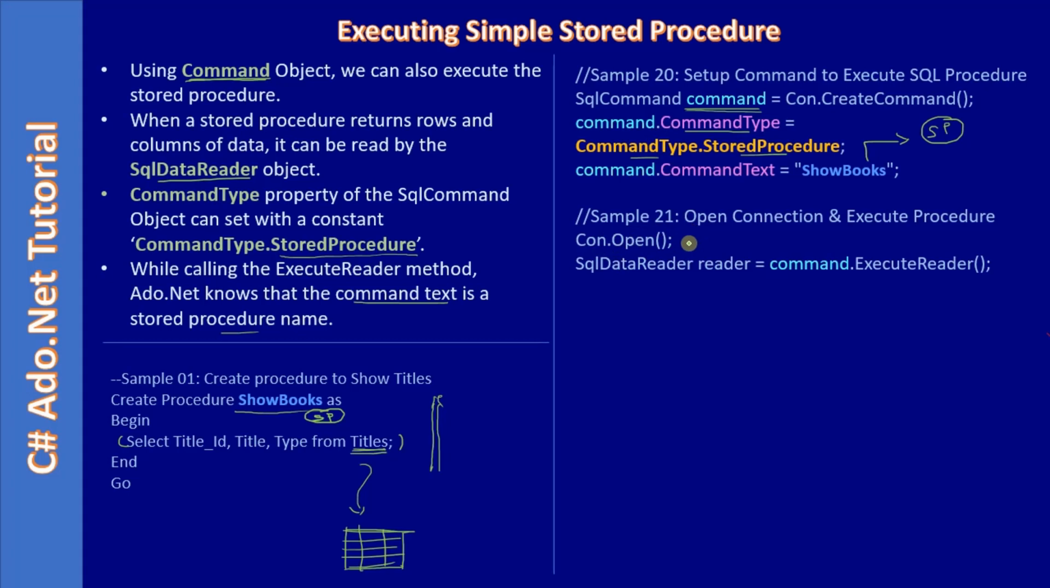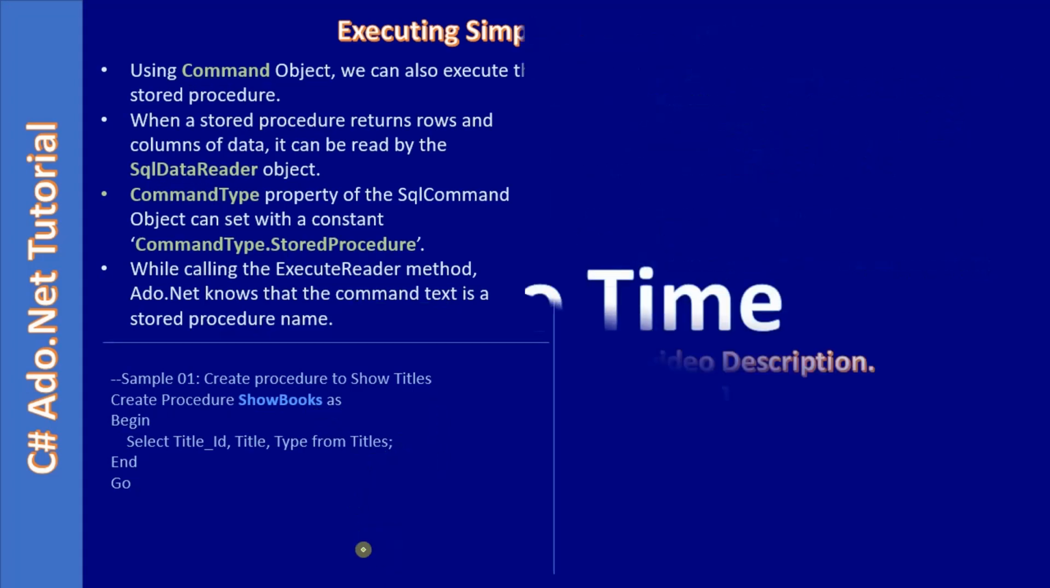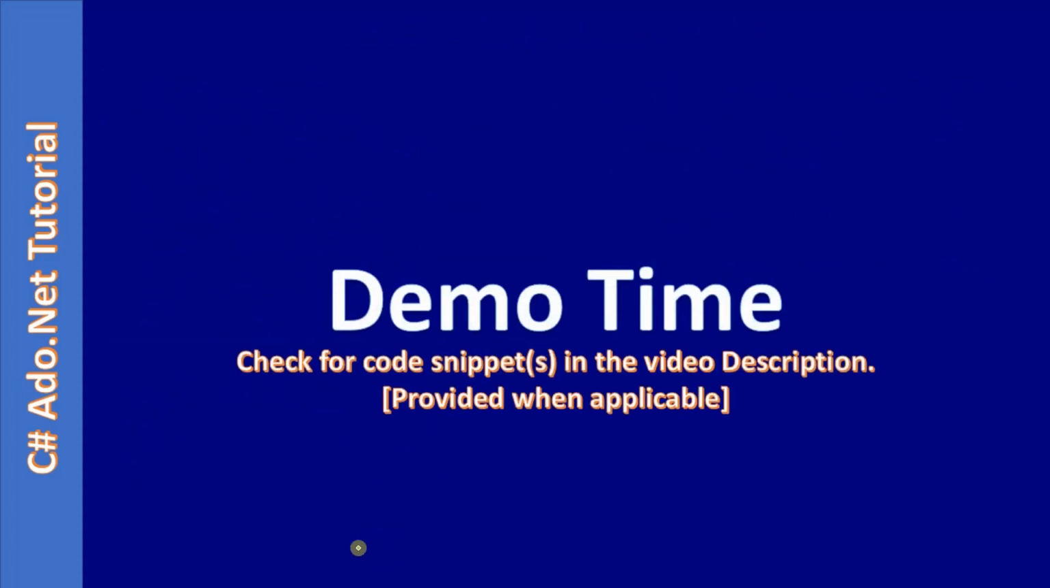We can open the connection and make a call to the ExecuteReader method. Once you make a call to the ExecuteReader method of the command object, it knows that ShowBooks is a stored procedure. So it executes the stored procedure, and the return value, which is nothing but a table, gets stored in the reader. Now you can make use of this reader, open a while loop and read the rows and columns of data. Now let's go to the demo.